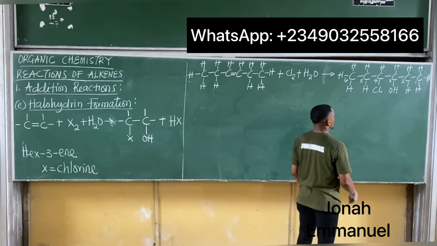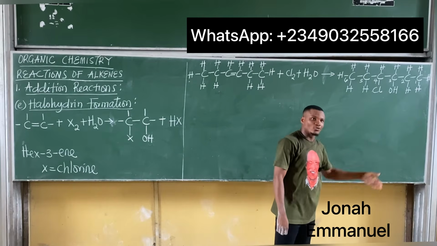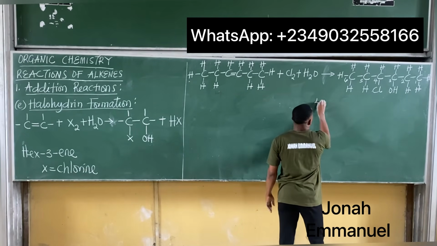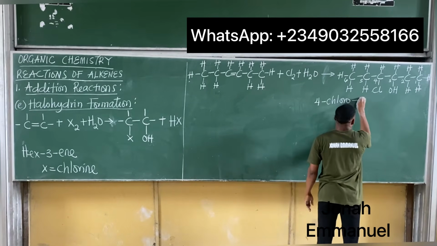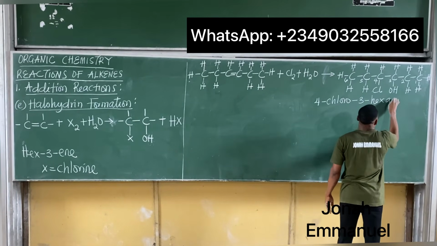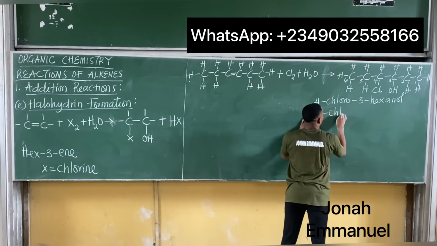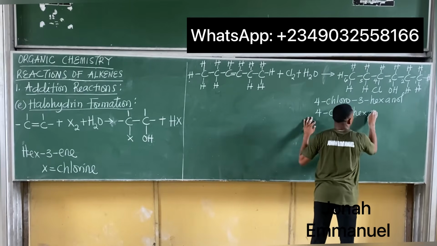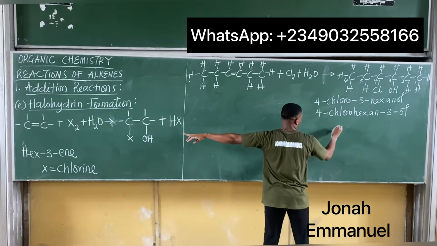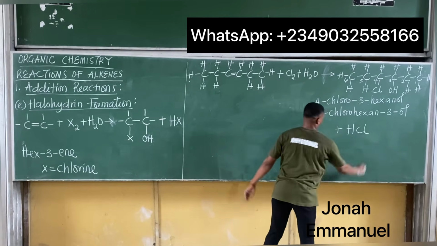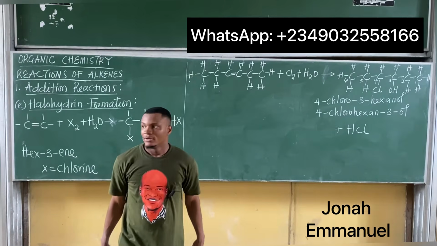What do you have here? Yes, so you are giving me 3-chloro... no, it's 4-chloro. All right, so I'm having 4-chlorohexan-3-ol. That's not all. I'm still left with what there? Plus HCl. Very simple, just use your eyes. That's all. Let's proceed.